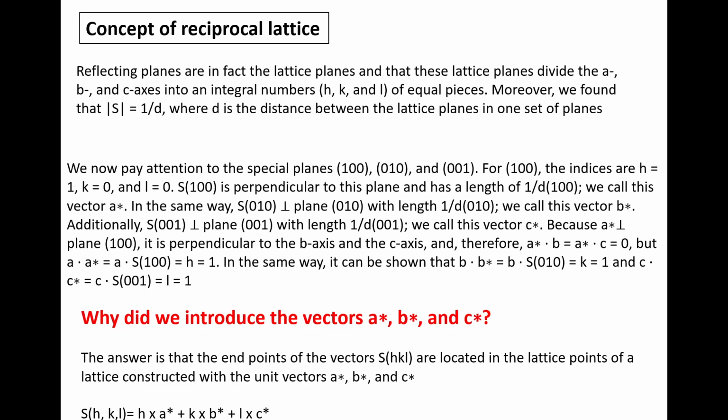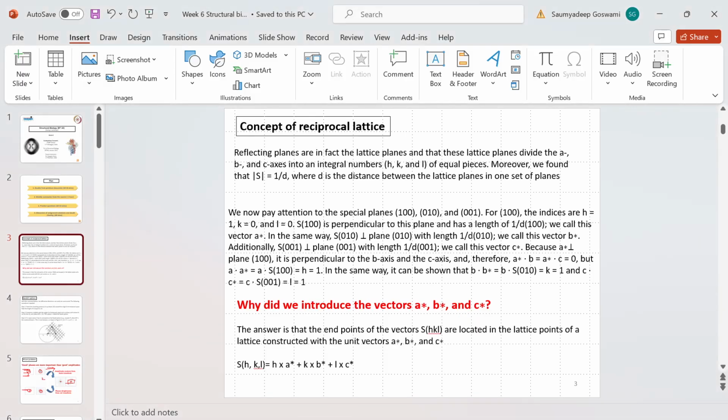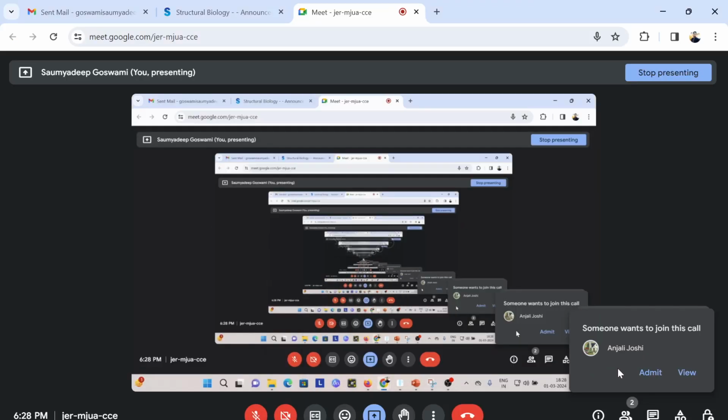Another thing we will learn today is Ewald's sphere. He also tried to show the conditions which this phenomenon needs to satisfy so that we can get constructive interference.